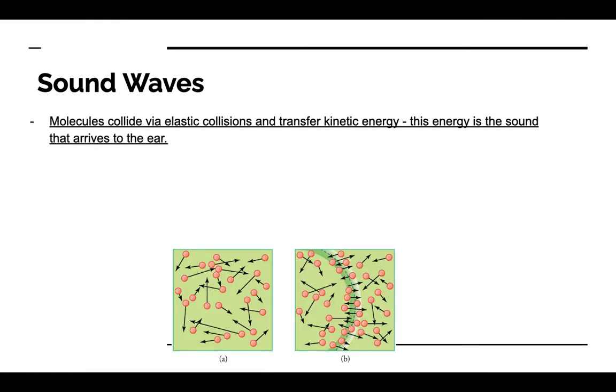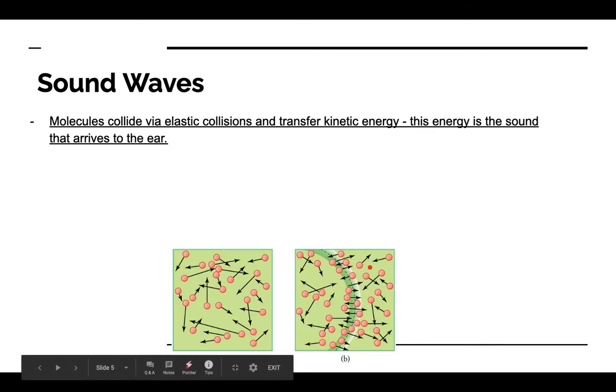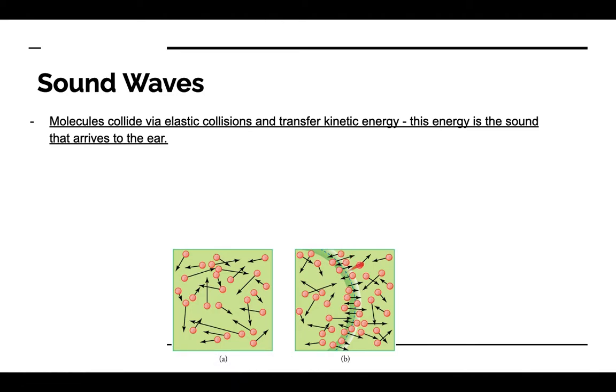So the molecules collide via elastic collisions and transfer kinetic energy. This energy is the sound that arrives to the ear. So during the compression part, like we see right here, the air molecules are going to collide together and transfer energy, which results in energy transfer from our source all the way to our ear, what we're hearing, okay?